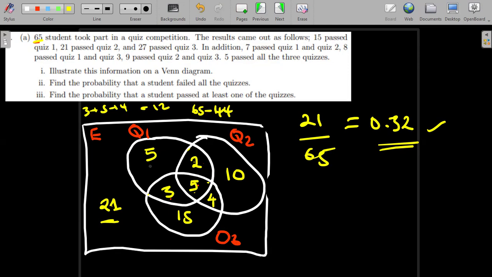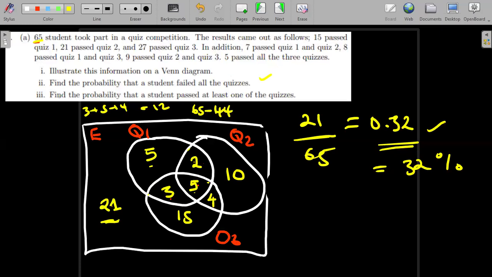So when you check, this one here passed quiz 1. These here in the middle passed quiz 1 and 2. Then we have those there passing quiz 1 and 3, and these passing all the 3. Then those outside there did not pass any of these 3 quizzes. So to find that probability, you say 21 out of 65, those did not pass any of the 3 quizzes. Then we express it as a decimal, that is 0.32. As a percentage, that would be 32%, meaning did not pass any of the 3 quizzes. So that's how you answer part 2.